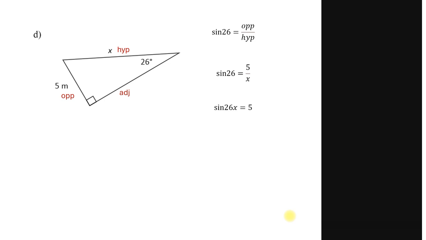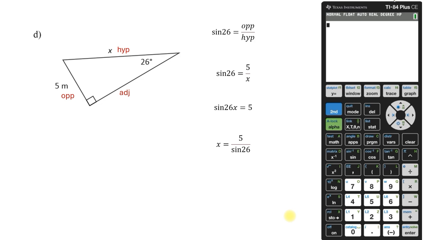Sine 26 times x equals 5. X equals 5 divided by sine 26. To solve 5 over sine 26, we type in a 5 divided by sine 26. Press enter, and we come up with a value of 11.4.